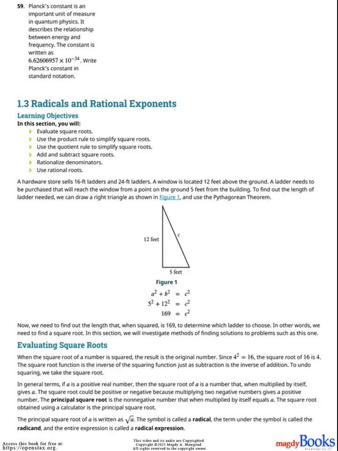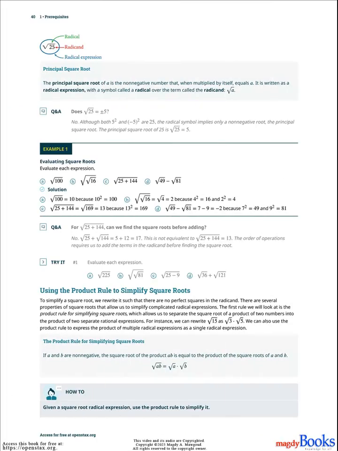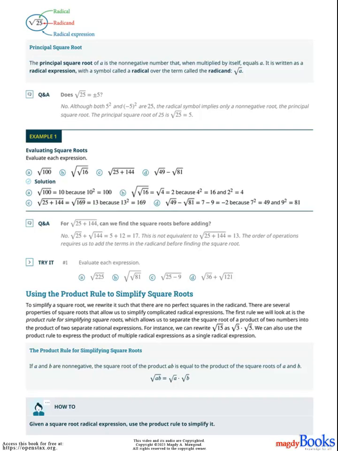The principal square root is the non-negative number that, when multiplied by itself, equals a. The square root obtained using a calculator is the principal square root. The principal square root of a is written as √a. The symbol is called a radical, the term under the symbol is called the radicand, and the entire expression is called a radical expression. For example, √25: radical, radicand, radical expression.